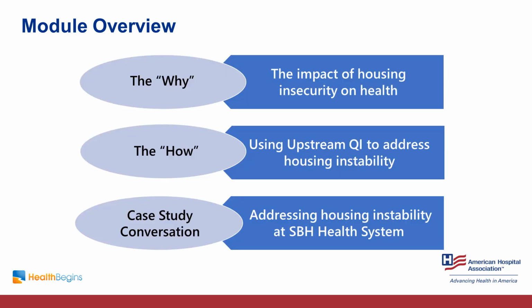In this module, we're going to focus on a few things. First, we'll look at the why. What is housing instability, and what is its impact on health? We'll then speak to the how. Different approaches to address housing instability, including the use of upstream quality improvement.